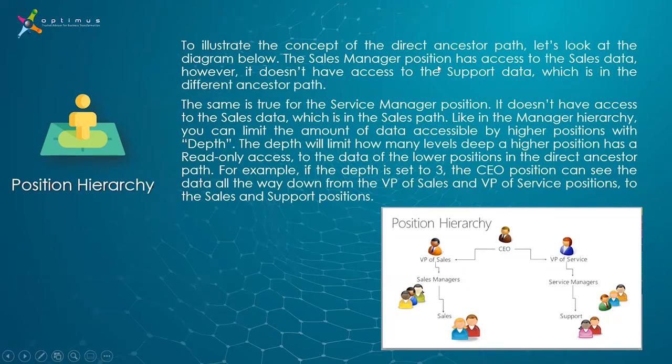Okay. So to illustrate the concept of the direct ancestor path, let's look at the diagram below. The sales manager position, that is this guy, is going to have access to the sales data. However, it doesn't have access to the support data, even though they are at the same level. But when I configure the positions, I could define sales manager and service manager, or VP service or VP sales, and depending on that position, I could define the access that that person is going to have.